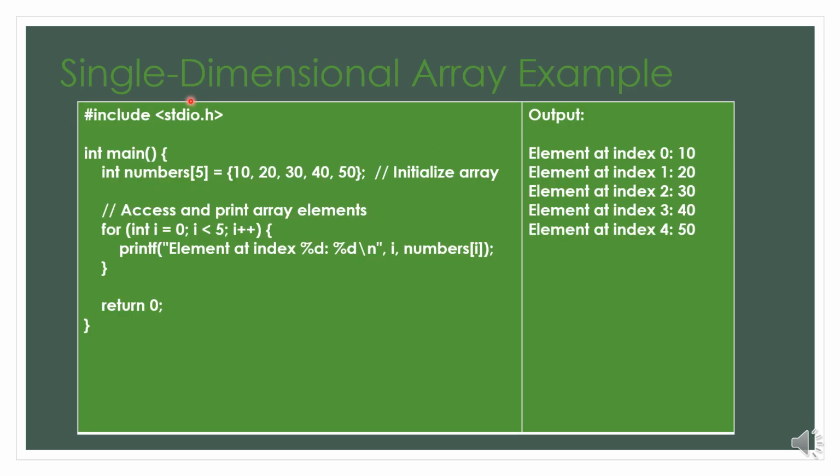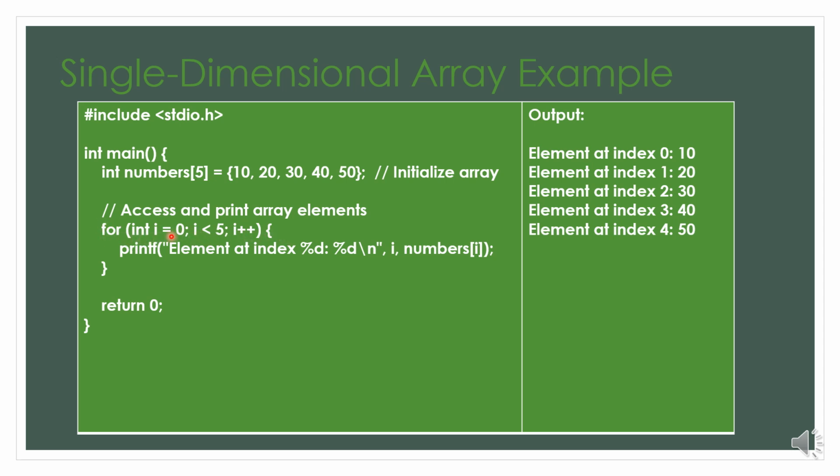This is an example for a single dimensional array. Here we include the standard input output library. Then we write the main function. Here we declare the array with size 5. Here the array name is numbers. Normally array elements are accessed and printed using a for loop. This is the for loop format.